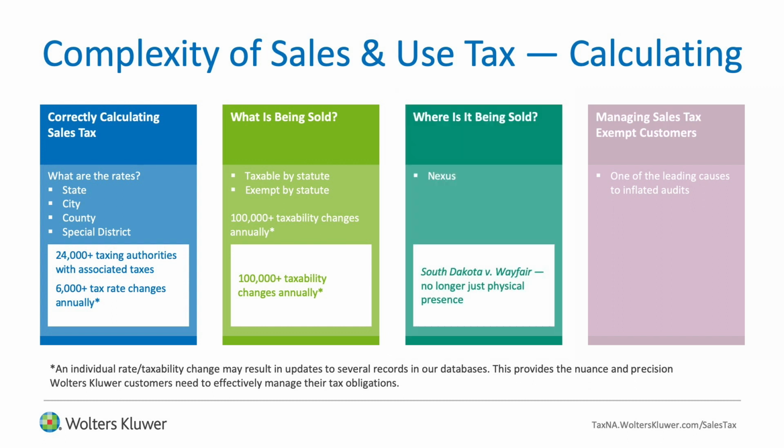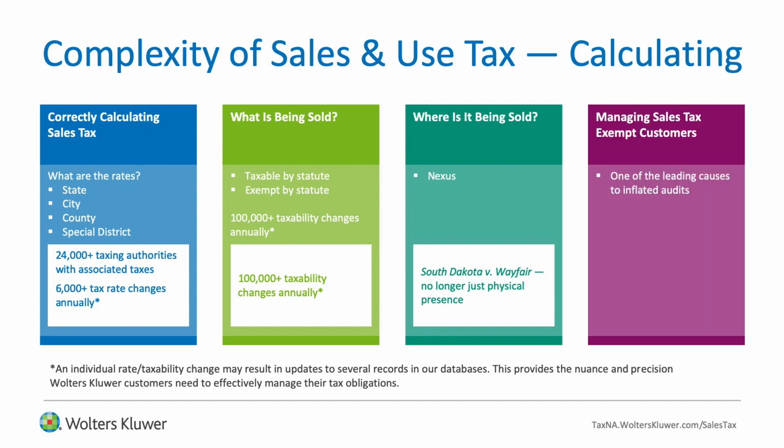Where is it being sold? The nexus. So understanding where the nexus applies, what the thresholds are, what the effective dates are, and then managing the sales tax for your exempt customers. One of the leading causes of inflated audits is bad exemption certificates or lack of exemption certificates. So this is a critical component of successful sales and use tax departments.